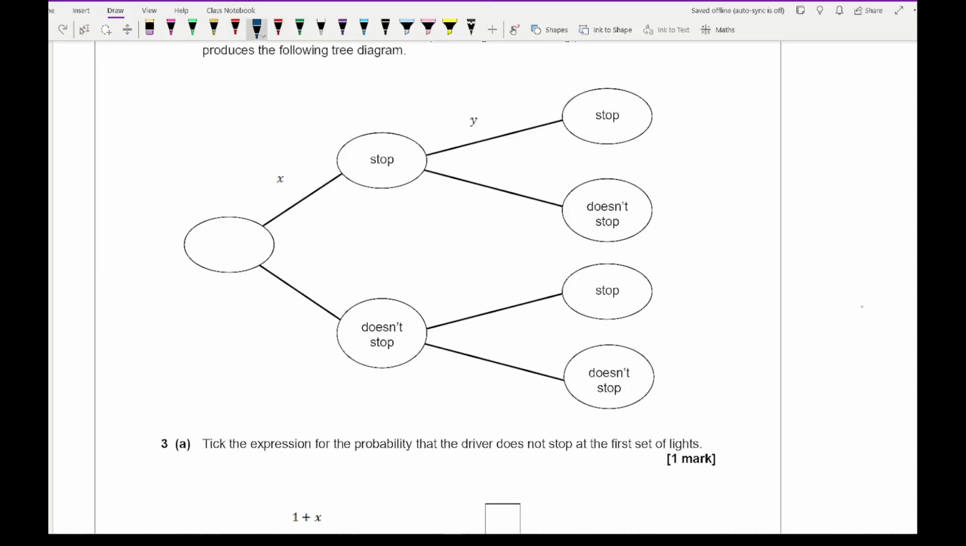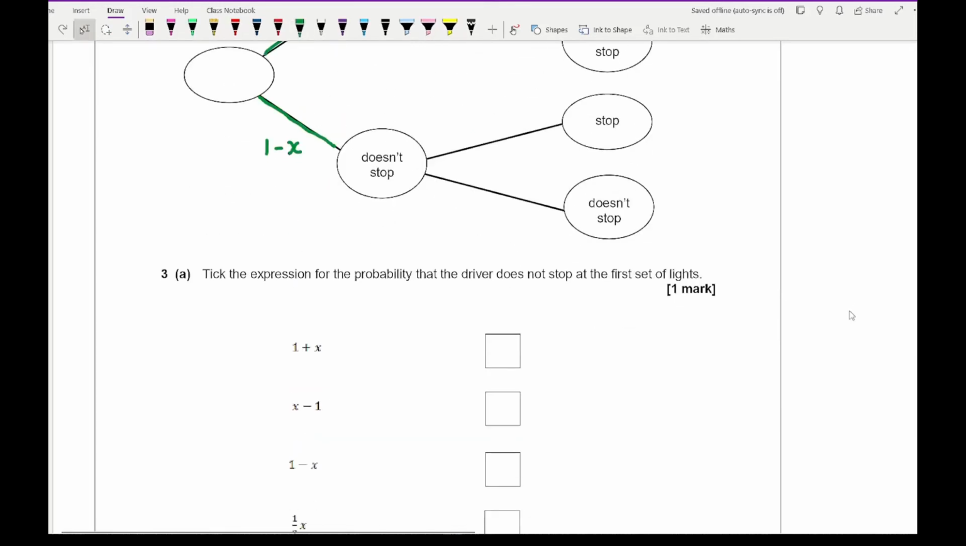Well, with this, he either stops or he doesn't, so they are exclusive events. So the probability of this happening and this has got to be equal to 1. So therefore, the probability of him not stopping is going to be 1 minus the probability of him stopping, which in this case is x. So it's going to be 1 minus x. So I need to tick that box there.